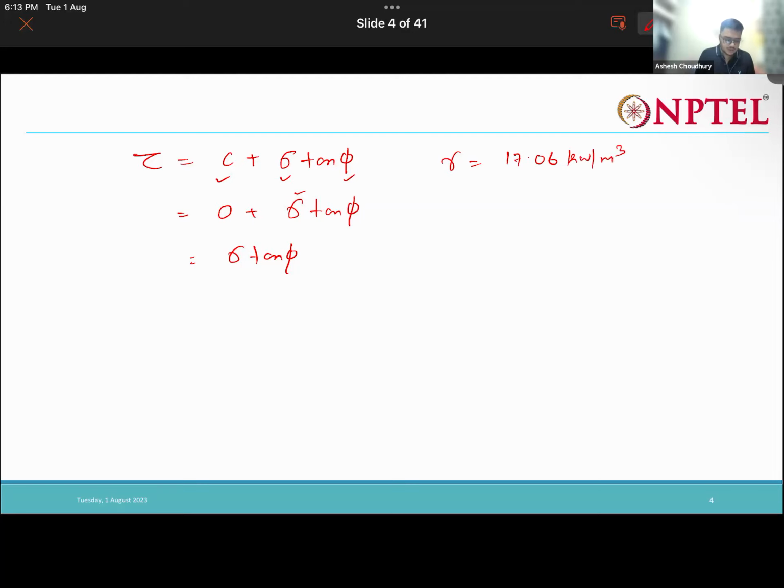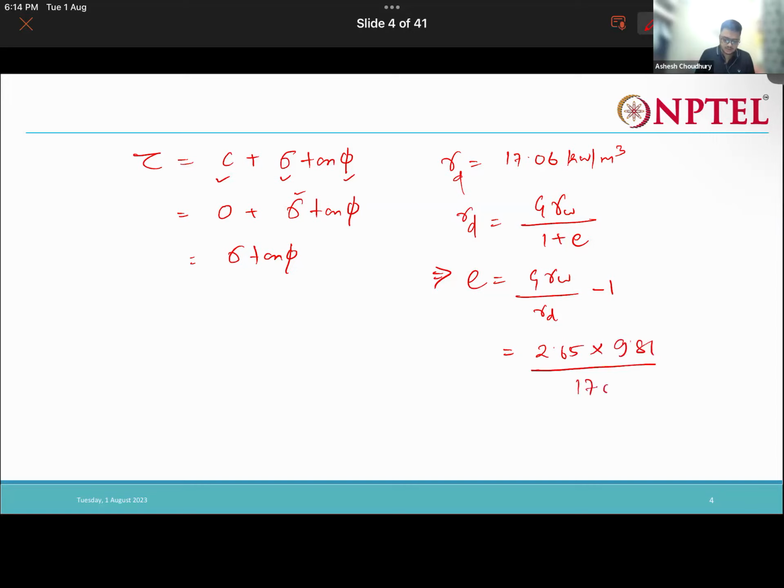So from that, what we can do is that gamma dry is equal to G gamma W by 1 plus e. So from here, we can find out our void ratio, right? e is nothing but G gamma W by gamma dry, minus 1. So if you put all the values, G 2.65, gamma W is 9.81, and gamma dry 17.06, we're getting this as 0.546, right?